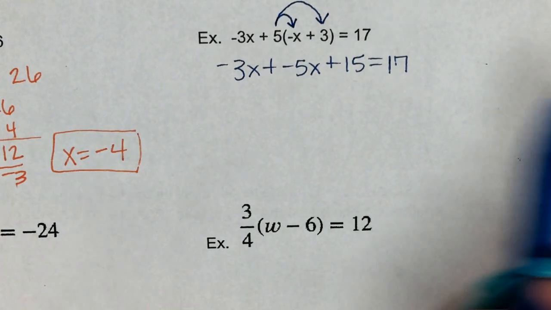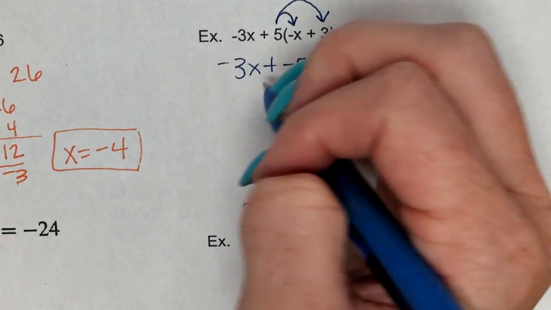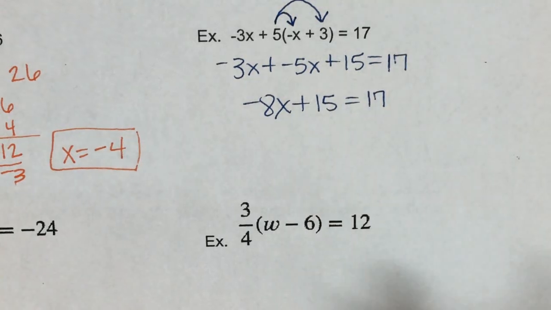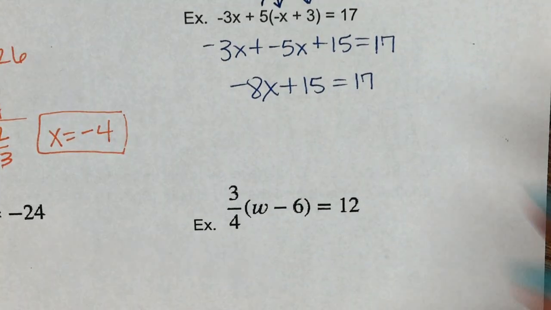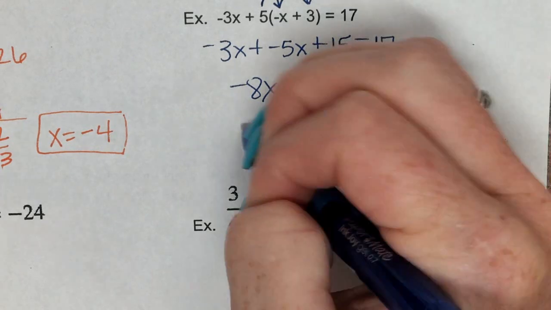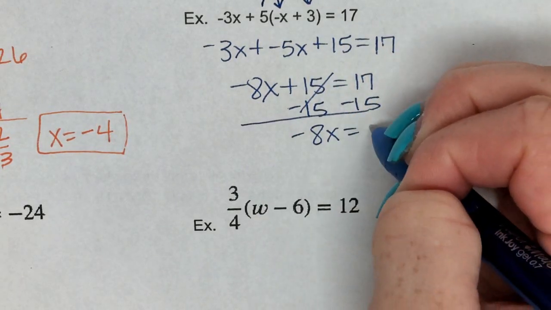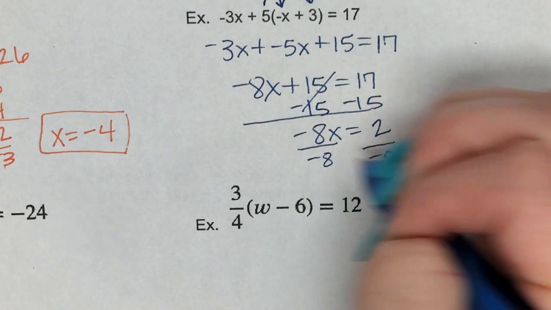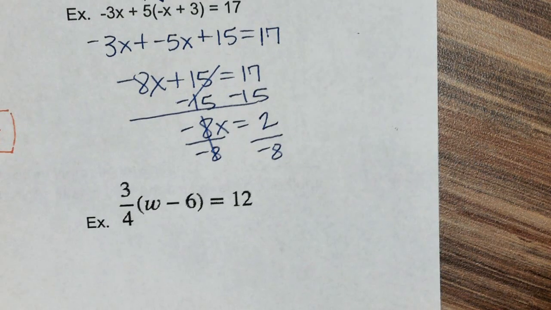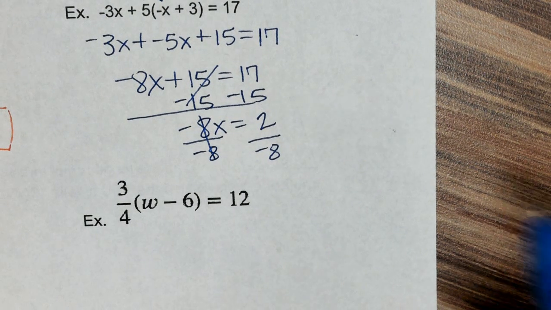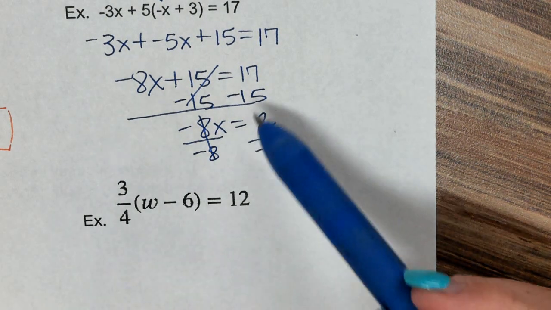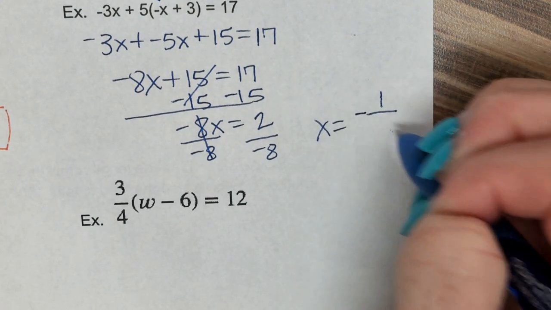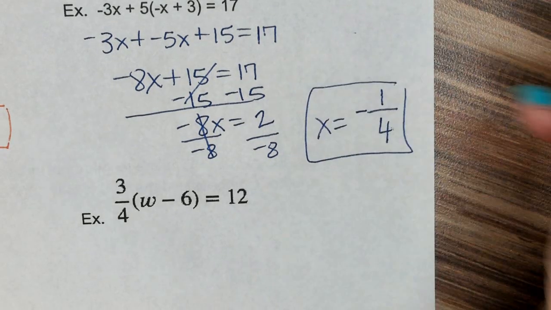Now I'm going to combine like terms. Negative 3 plus negative 5 is negative 8. And then x plus 15 equals 17. And then I'm going to subtract 15. So I have negative 8x equals 2. And then I'm going to divide by negative 8. Am I going to keep this a fraction? Yes. I'm just going to do what to it? Simplify it. So if I divide the top and bottom by 2, then my answer is negative 1 over 4.